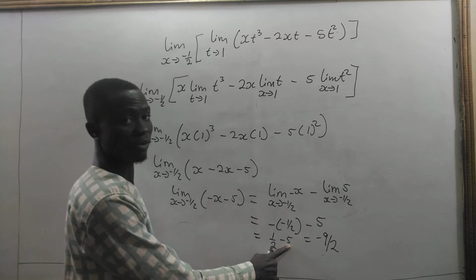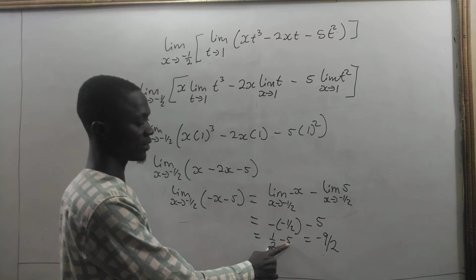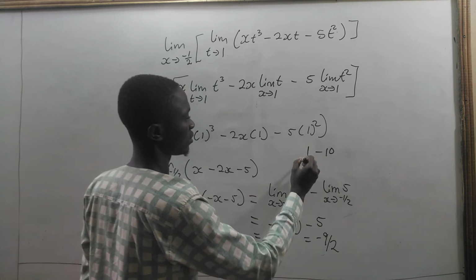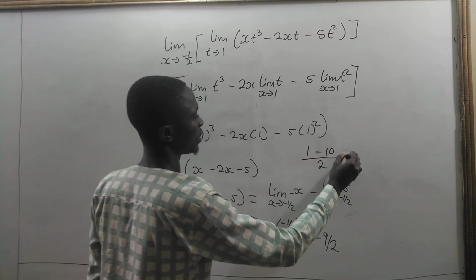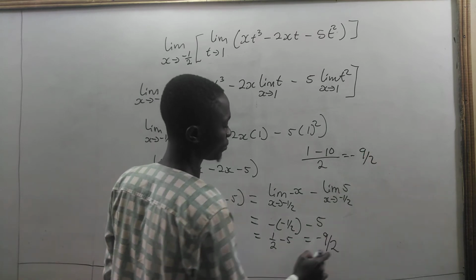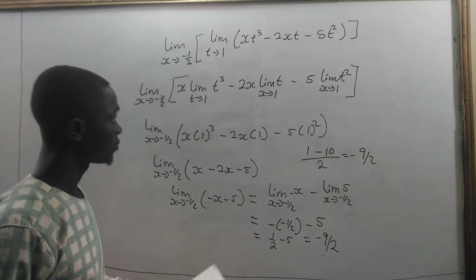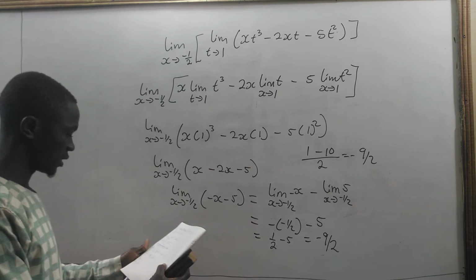Or 5 times 2 times minus 5 is minus 10. So this is the same as minus 10 plus 1, divided by 2. That is negative 9 out of 2 as the final answer. Okay, now let's look at the next example.